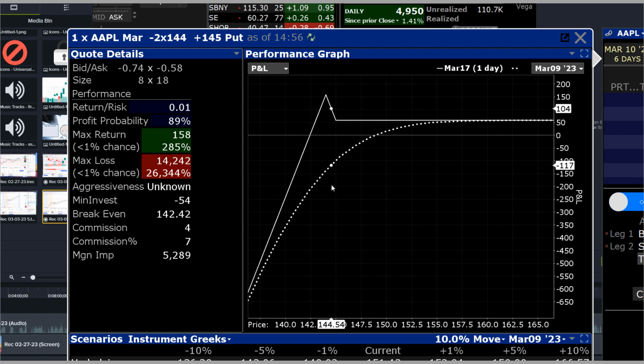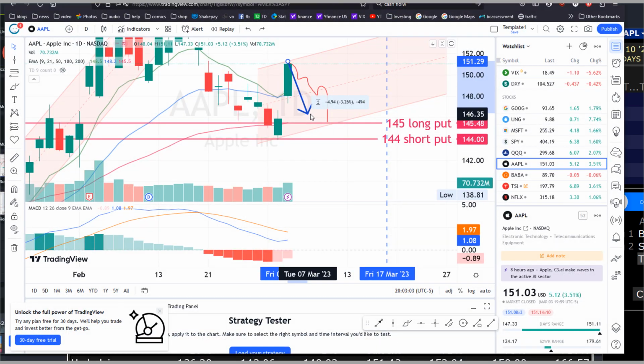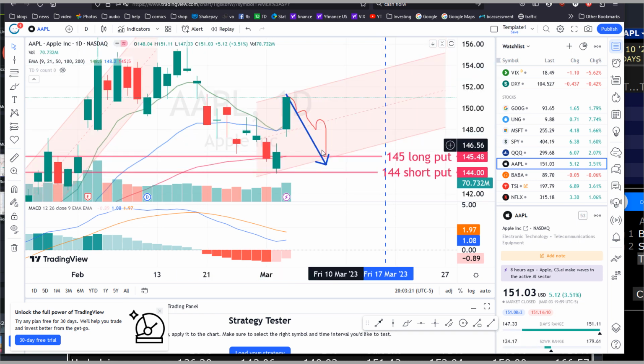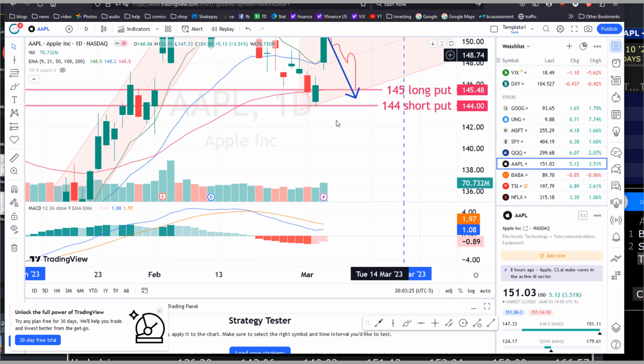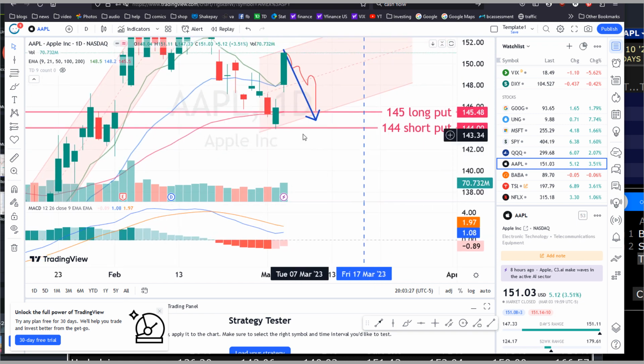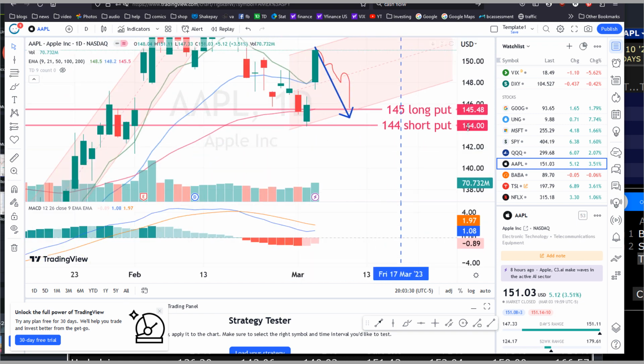So if on March 9th, Apple falls to 144.5, March 9th is here. So if Apple drops down to like here, for whatever reason, it fills this gap, then obviously my idea that Apple would go up is wrong, and it's fallen through the bottom of this channel. So I would just get out of that position right away.